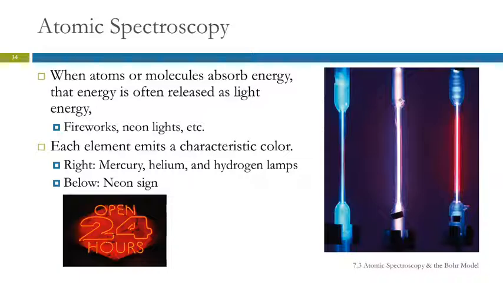When you put a strong electric voltage across that, you can excite the atoms and they will emit energy as light. We see that the different elements emit different colors. The different colors are different wavelengths of light, and they have different energies.